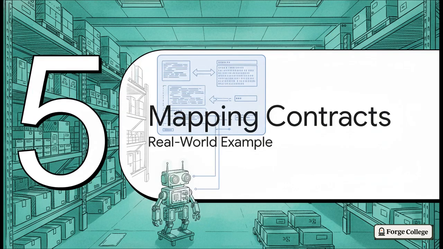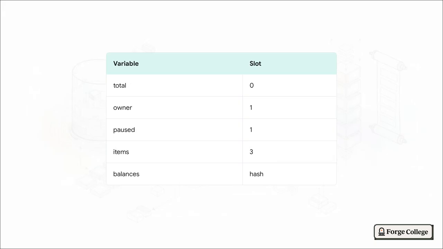Okay, section 5, mapping a real contract. Let's make this concrete. Let's see how this all builds into a practical application by mapping a real Solidity contract right onto our warehouse shelves. This way, you can see exactly how the compiler executes this blueprint in practice.